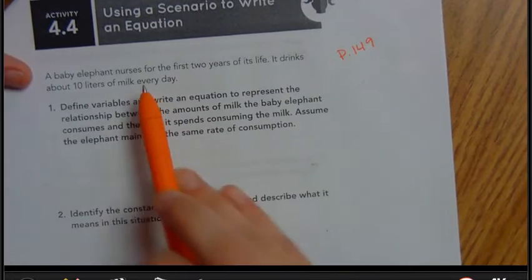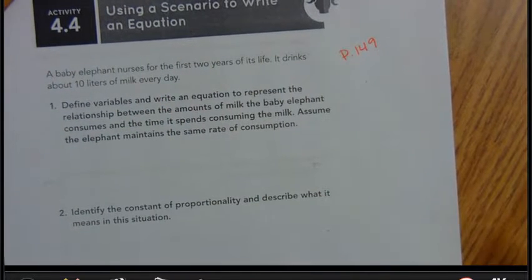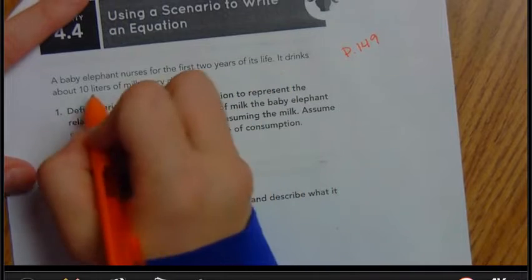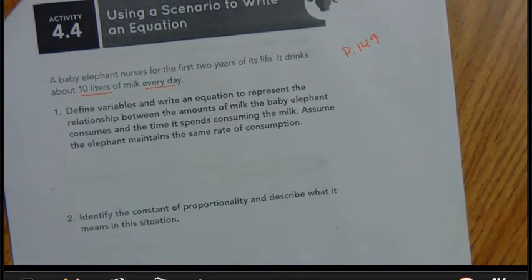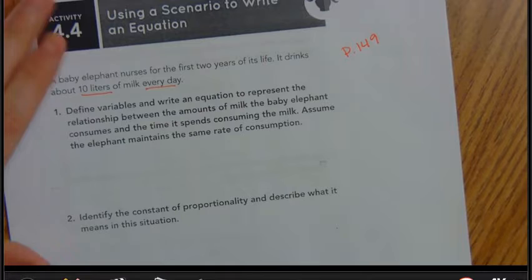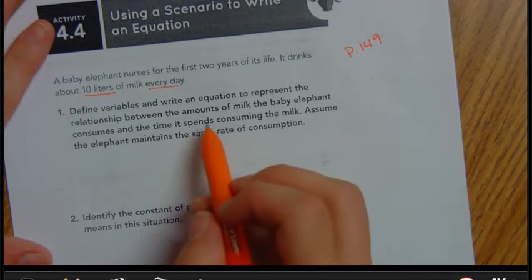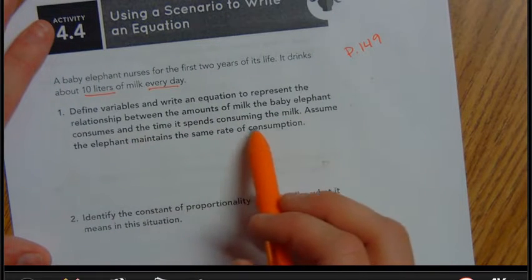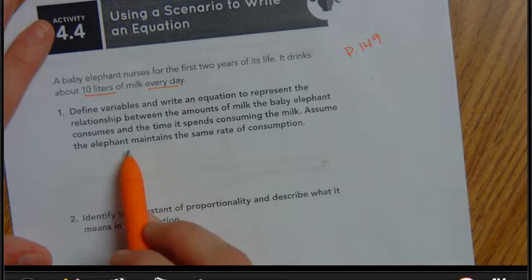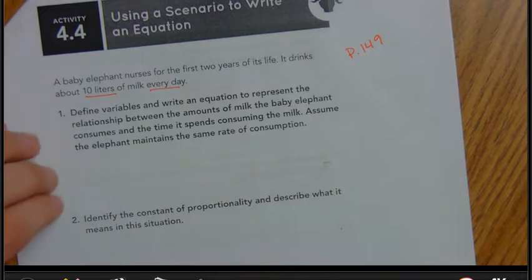All right, so a baby elephant nurses for the first 2 years of its life. It drinks about 10 liters of milk every day. Okay, so define my variables and write an equation to represent the relationship between the amounts of milk the baby elephant consumes and the time it spends consuming the milk. Assume the elephant maintains the same rate of consumption.